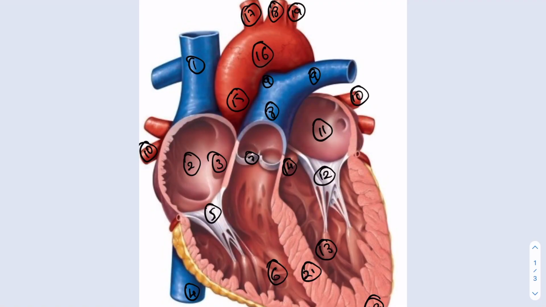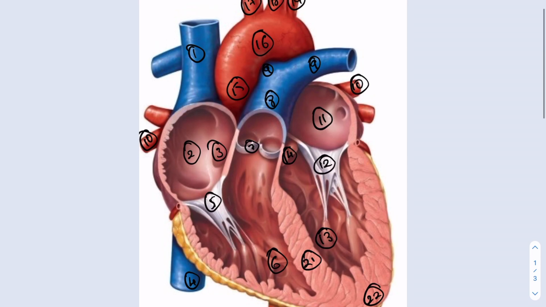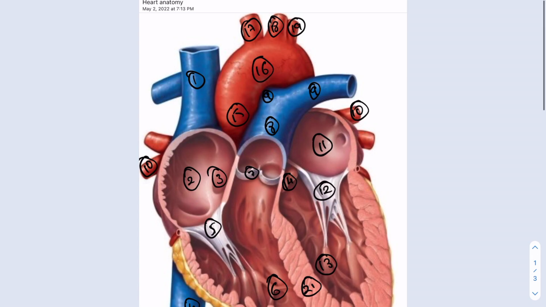Hello guys, in today's video we are going to look at some major parts of the heart. So I have labeled the parts of the heart, now we just have to go through it. Number one is superior vena cava. Superior vena cava basically drains blood from the superior regions of the body and also from the thorax.